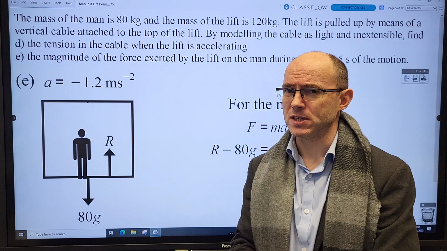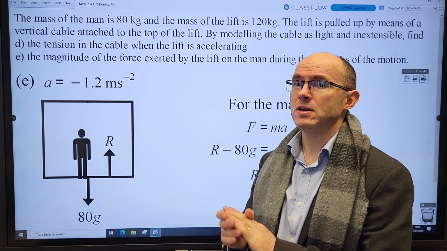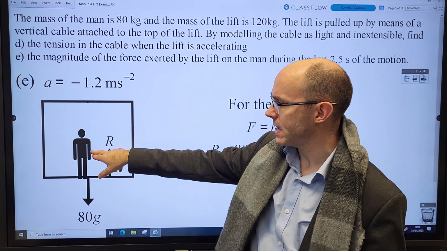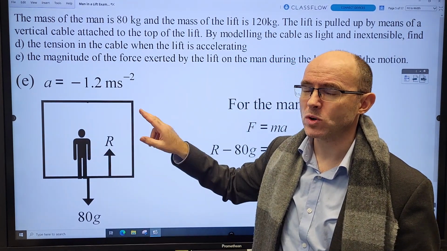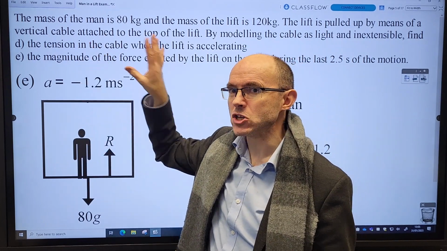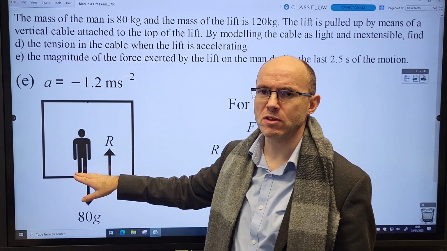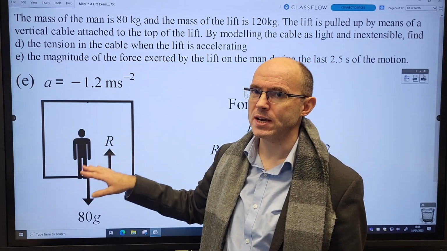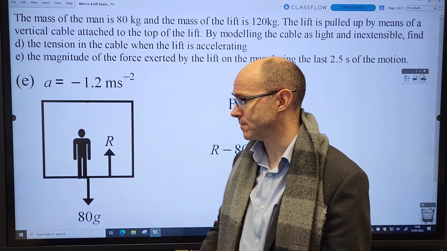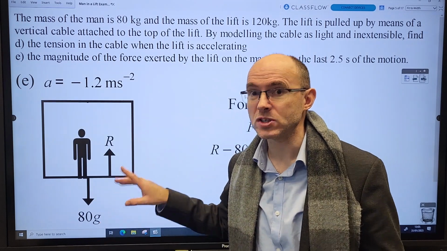Now this is a different scenario. This isn't tension in the lift anymore. This is about what forces are acting on the man. So we've got to consider the man inside the elevator. Now, what's happening with the man? The tension is not attached to the man. Tension is attached to the lift. So what force is acting on the man? The normal reaction of the floor. The reason the man does not fall is because he's standing on the floor, which gives a normal reaction force. And of course the weight of the man is just 80 g. Just the man this time.